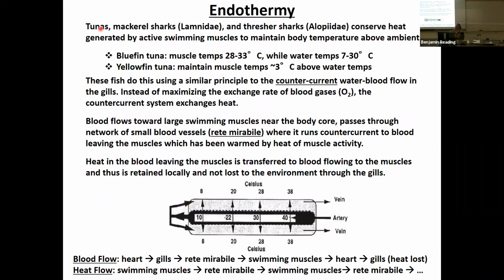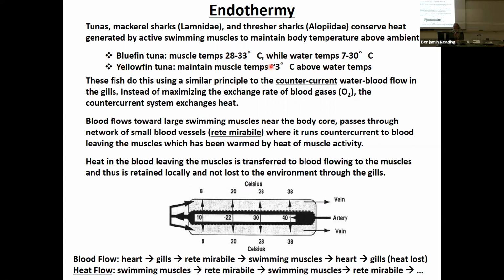So the tunas, the mackerel sharks, family Lamnidae, and the thresher sharks, family Alopiidae, conserve heat generated by active swimming. And muscles then maintain body temperatures above their environment or ambient water temperature. So the bluefin tuna, for instance, has muscle temperatures of 28 to 33 degrees centigrade, while the water temperature is somewhere between 7 and 30 degrees centigrade. So they are pretty warm-blooded. Not as warm as we are. We're about 37 degrees centigrade, but pretty warm.